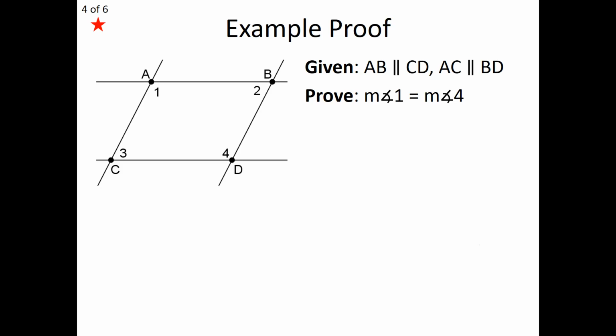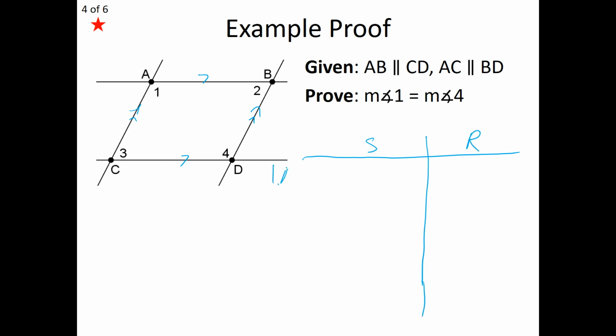We are given in this diagram that we have two sets of parallel lines. AB and CD are given to us as parallel, and AC and BD are given to us as parallel. We're going to prove that angle 1 is equal to angle 4. Now, I have angles 1, 2, 3, and 4 labeled, but really I only need 3 of these angles. I'm only going to use angle 1, 2, and 4 in my proof. Let's take a look how I reach this conclusion.